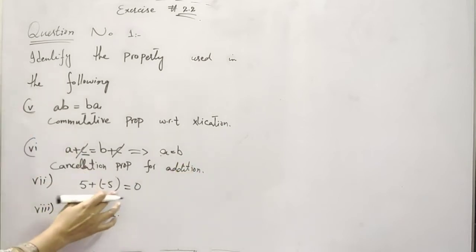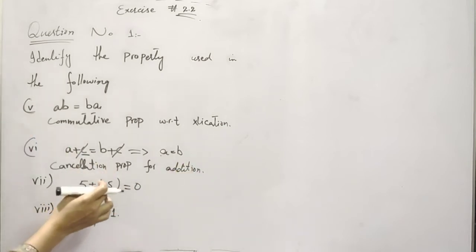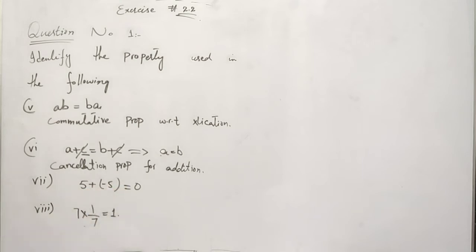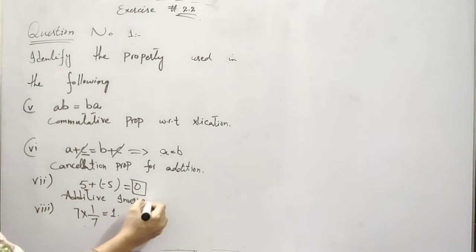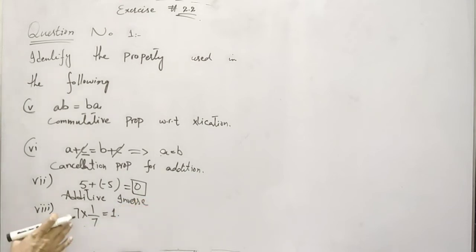5 plus minus 5 is equal to 0. 5 plus minus 5 means that if we add any two numbers, the answer is 0. It means that here the additive inverse property is used. Okay, here 7 multiplied by 1 by 7 is equal to 1.